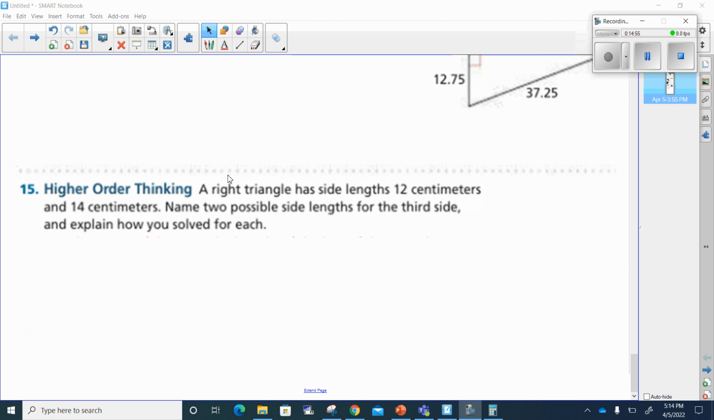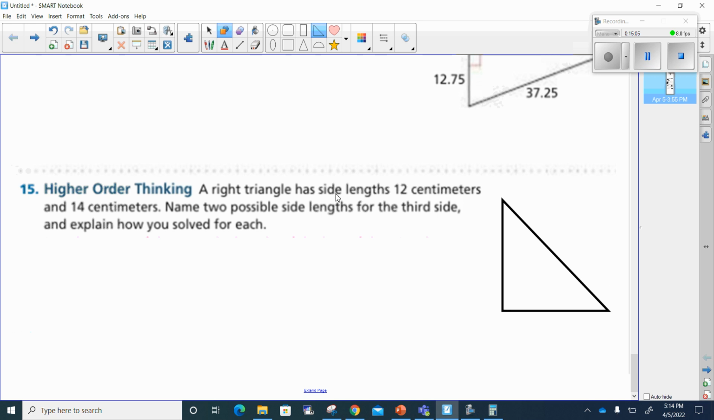So I read: a right triangle has a side length of 12 and 14. So we're talking a right triangle again. And what we know about this is it has a side length of 12 and 14. It really doesn't say which ones are the legs, do they? Well, if this was 12 and this is 14, it makes it kind of easier, because it's saying name two possible side lengths of the third one and explain how you solved it.